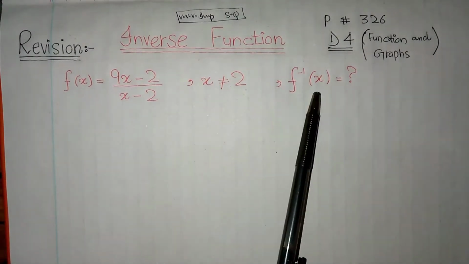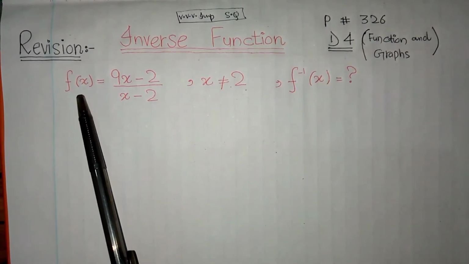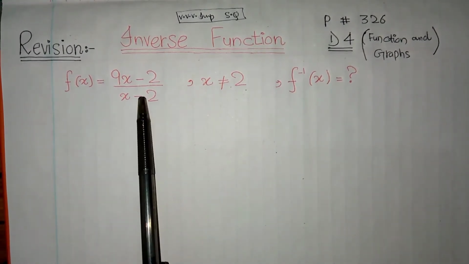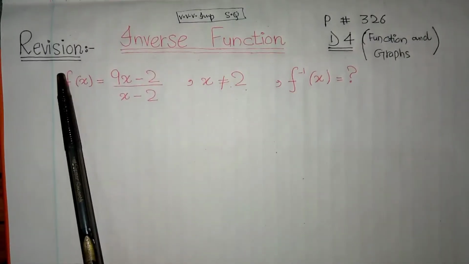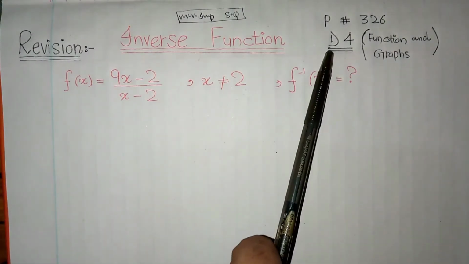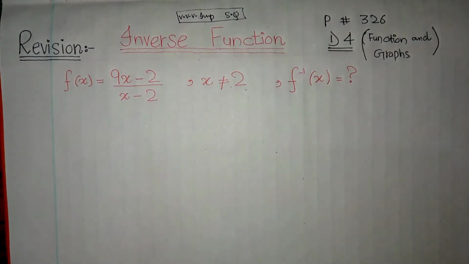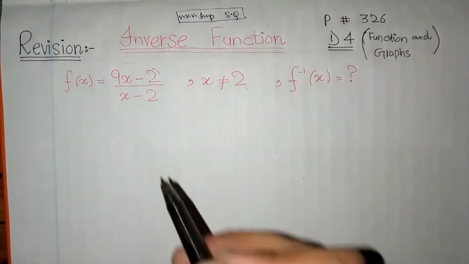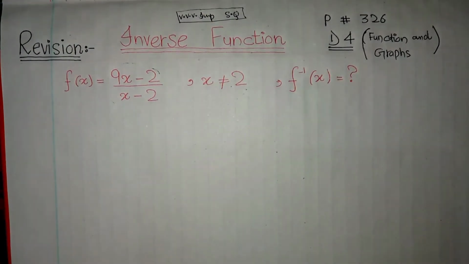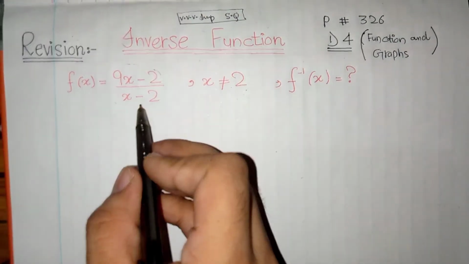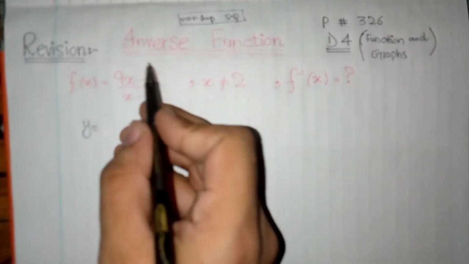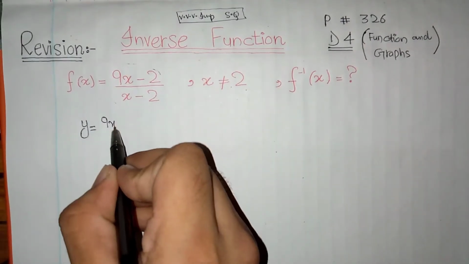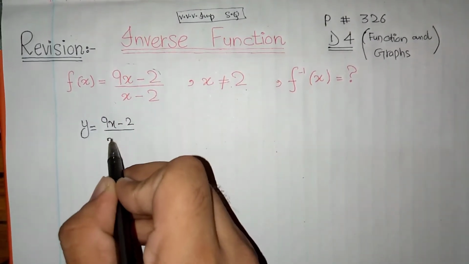How to find the inverse of a function if we have been given a normal function. This question is taken from the revision, page number 326, in book 4. First of all, we let this expression be equal to y. The first step to solve this question is to let y equal the whole expression (9x − 2) over (x − 2).